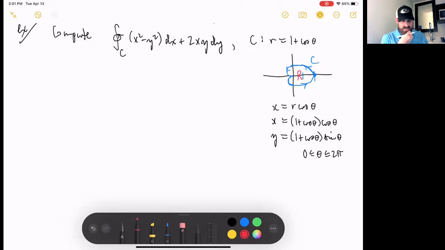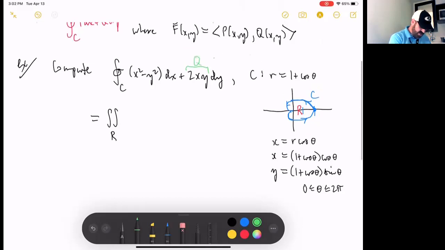Well, we know that by Green's theorem, this can be reduced to simply just doing the double integral over R of what? Well, you're going to look at the second coordinate function here. So this is our Q, okay? And this guy right here is P. And you would go Q sub x minus P sub y, dA. Okay, so let's see what happens here.